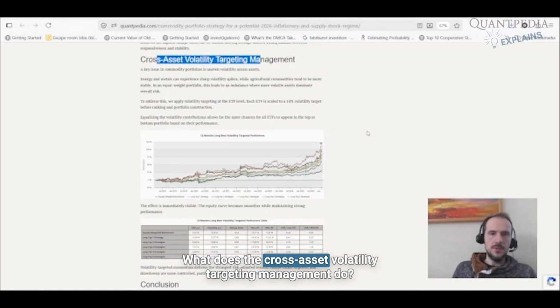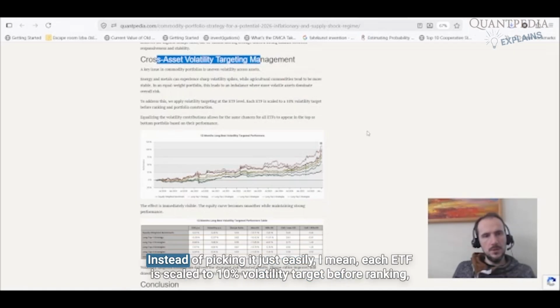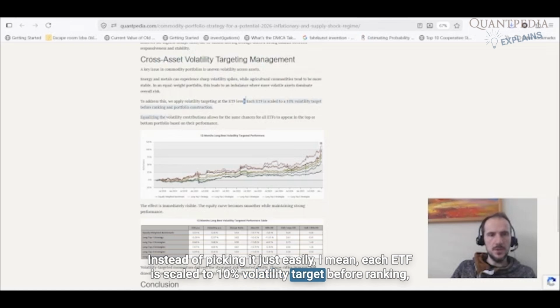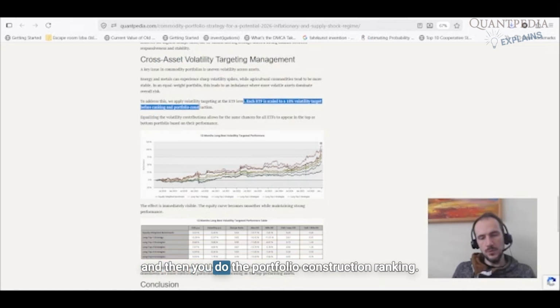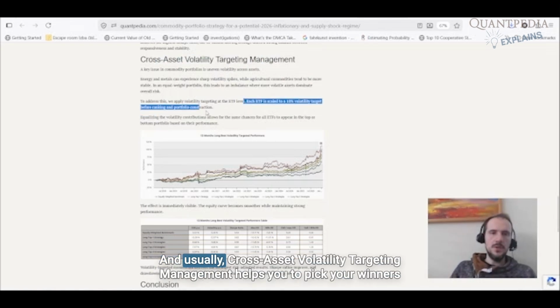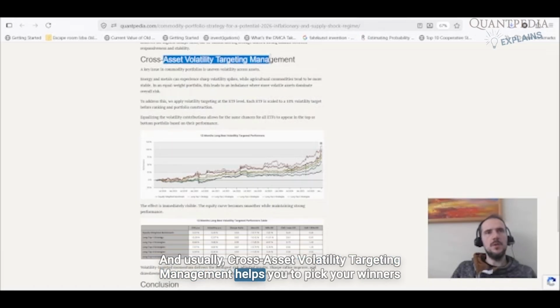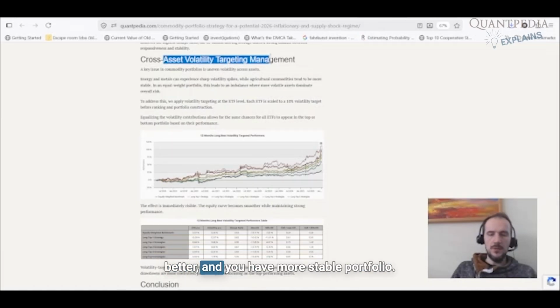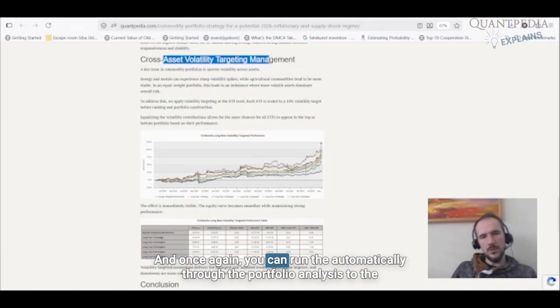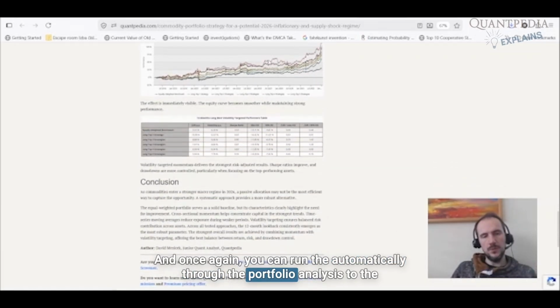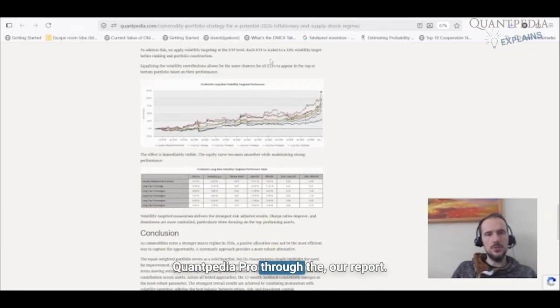What does the cross asset volatility targeting management do? Instead of picking easily, each ETF is scaled to a 10% volatility target before ranking, and then you do the portfolio construction ranking. Usually cross asset volatility targeting management helps you pick your winners better, and you have a more stable portfolio. Once again, I can run these automatically through the portfolio analysis, through Quantpedia Pro, through our reports.